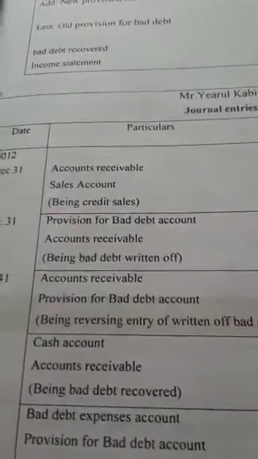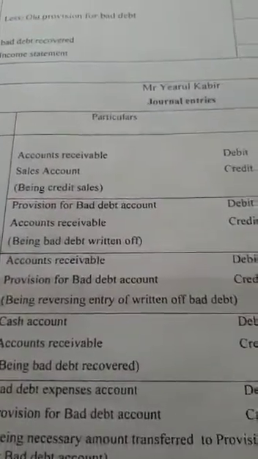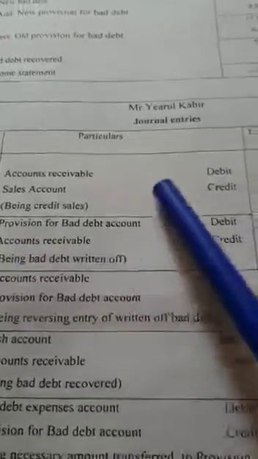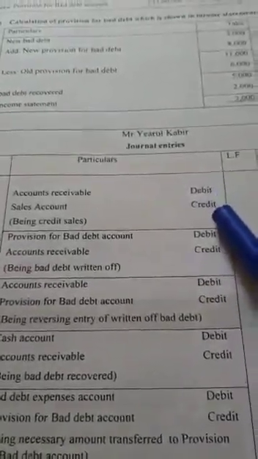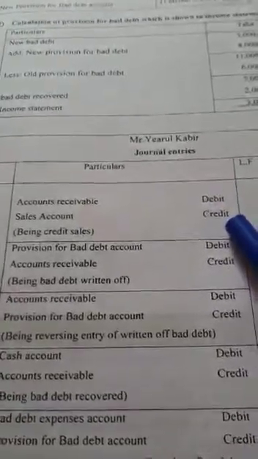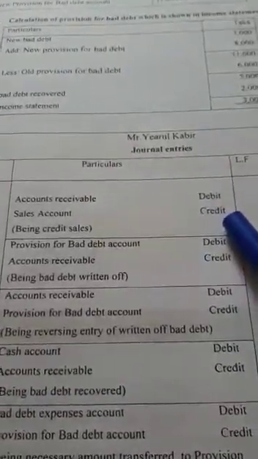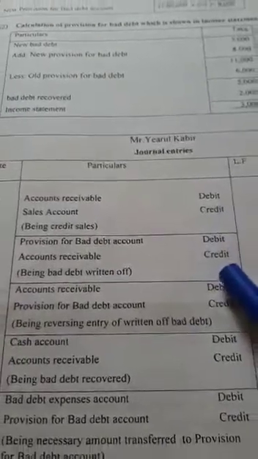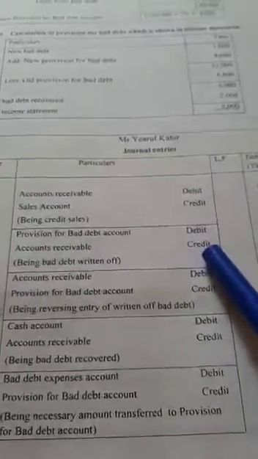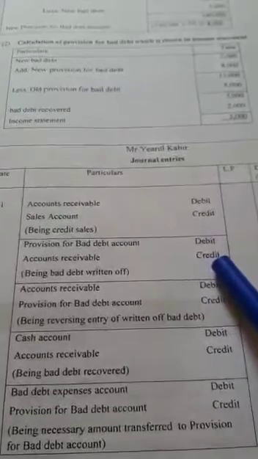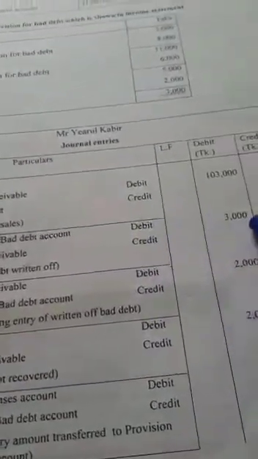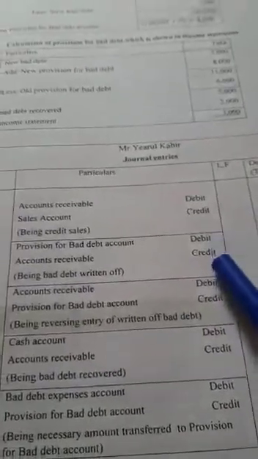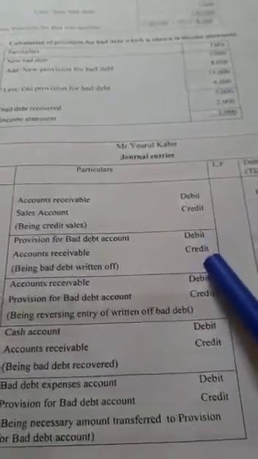Let us see the journal entries. For credit sales, you know, accounts receivable will be debited here and the sales account will be credited. Now when it is recorded, we will go to record the bad debt. To write off bad debt, the journal will be provision for bad debt debit, 3,000, and accounts receivable is credited here for 3,000.